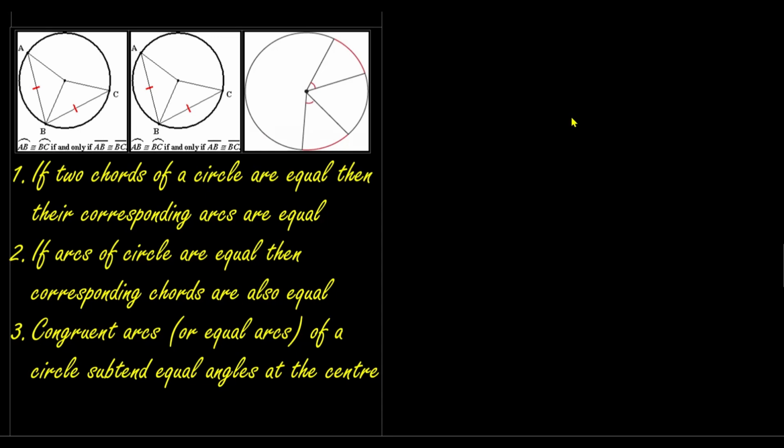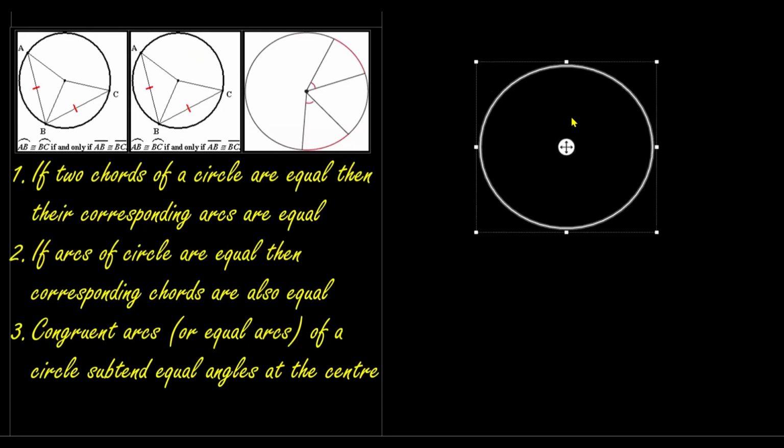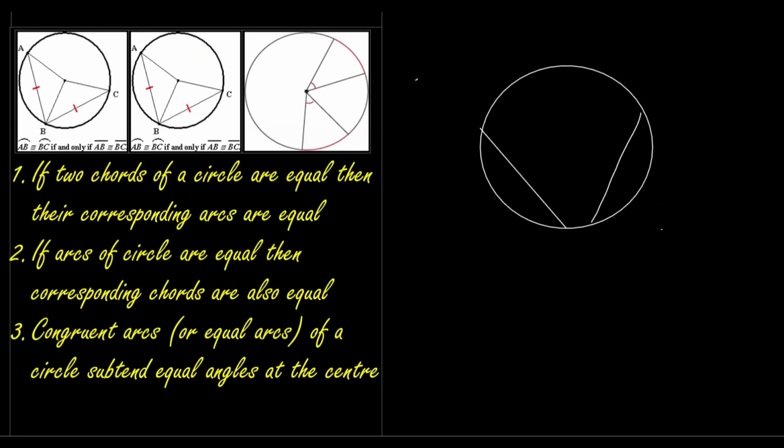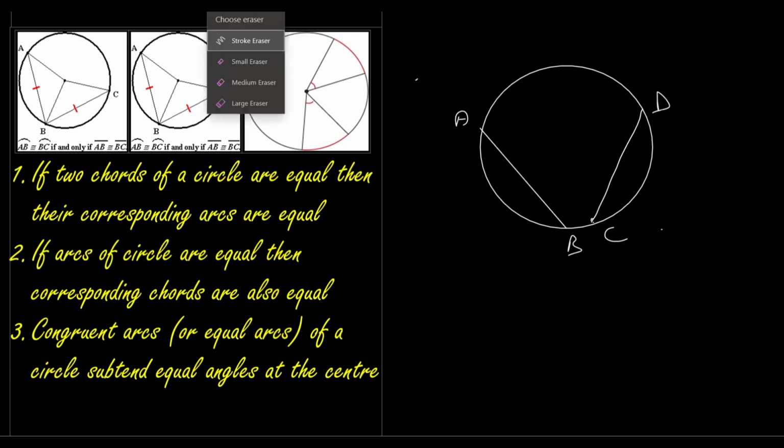So if I once again make a circle over here and I take two chords here, whether these two chords have a common point or not is not necessary. Let's say I take two chords over here, and I name this chord AB and this chord CD.